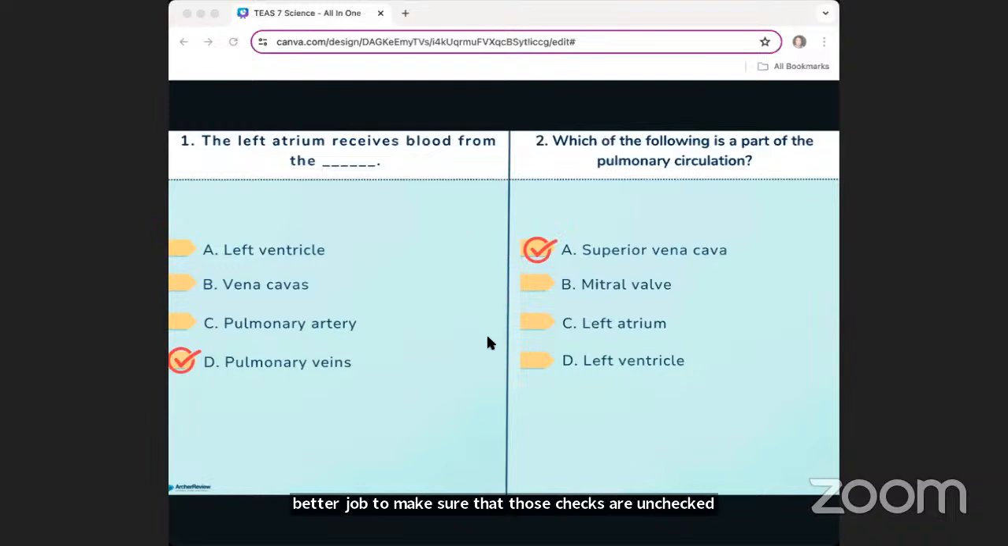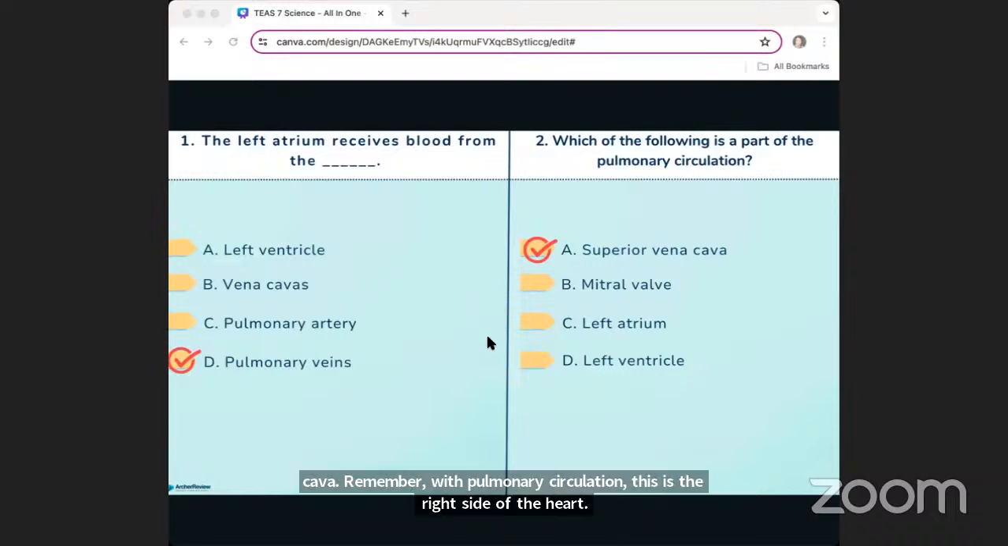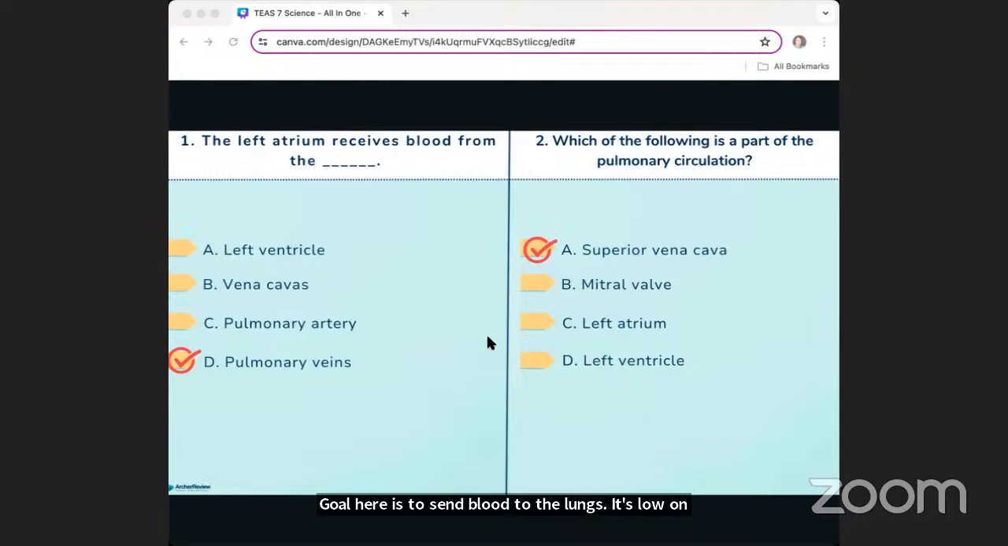The correct answer here is the superior vena cava. Remember, with pulmonary circulation, this is the right side of the heart, and the goal here is to send blood to the lungs. It's low on oxygen, and it's got to go to the lungs, so it's pulmonary circulation. And the veins, the vena cavas, superior and inferior, will bring the blood into the heart in order to start that pulmonary circulatory system. And so that rules out the mitral valve.